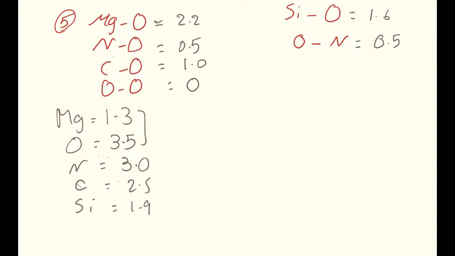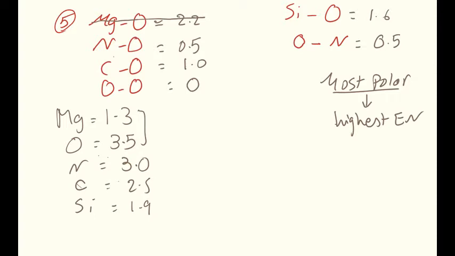The question was asking which of the following bonds is most polar. Most polar means it has the highest electronegativity difference. Let's calculate that without considering ionic, so we are going to ignore that one and then start to compare. I have found here that SiO is the most polar.